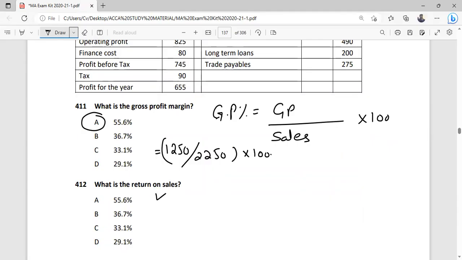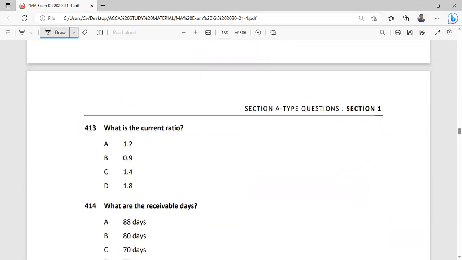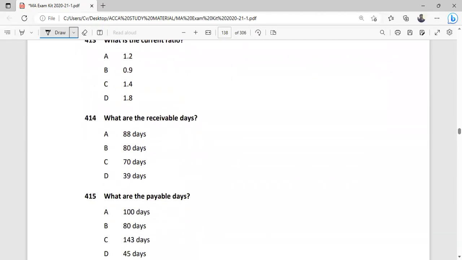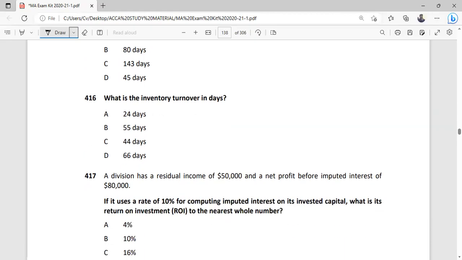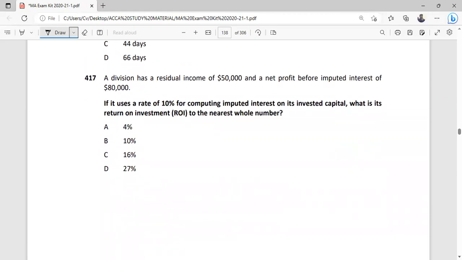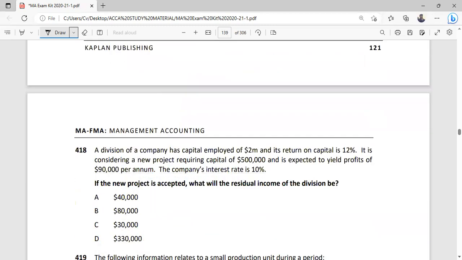We have already determined return on sale. The same formula will be used. The same for current ratio, receivable days, payables, inventory turnover in days. The same inventory days formula is used. Next one is again the same kind of question which we already did.